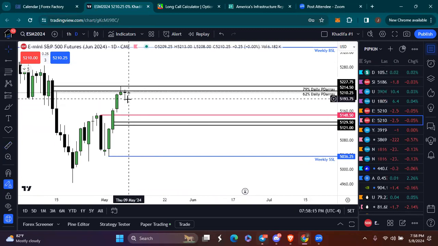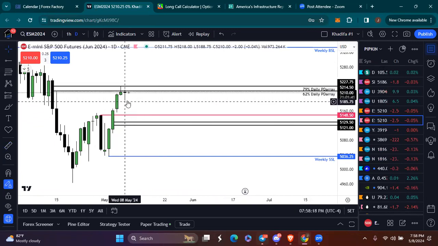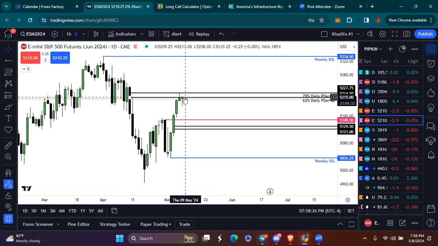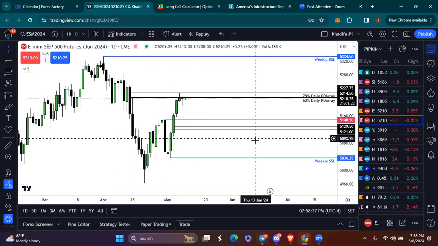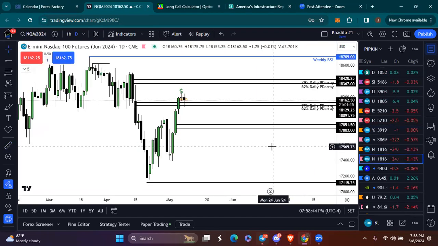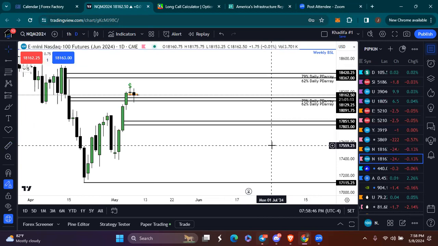Now, if we don't push back below this low of today's candle, and we just aggressively blow through these PD arrays, then I will use these PD arrays, once price comes back and retests, as my entry levels to long up to the weekly buy side liquidity. Cool beans. And pretty much the same thing for NQ.